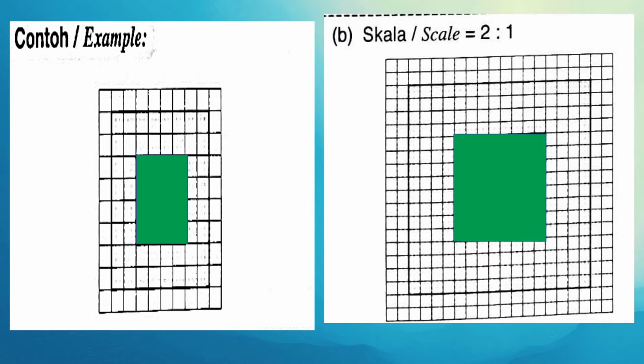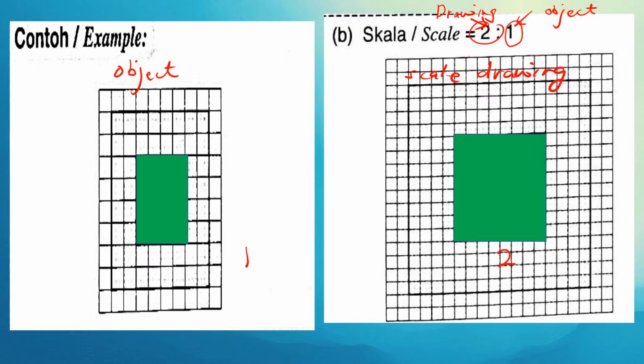Okay, so next example. The scale given is 2:1. So this is the object, and this is the scale drawing. This is the example, so that's why it has shown the answer here. But how to get the answer? So you look at the scale. Remember, the first number here always refers to the drawing. So the second number represents the object. So for the object, the ratio is 1, while for the drawing, the ratio is 2.